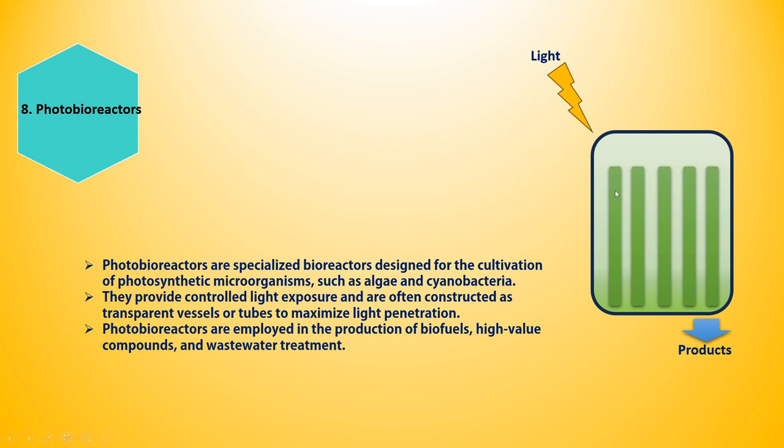Usually several parallel chambers of glass are utilized for the production because this will generate high biomass in a particular period of time, and some filters are used to segregate their products from the cell culture.